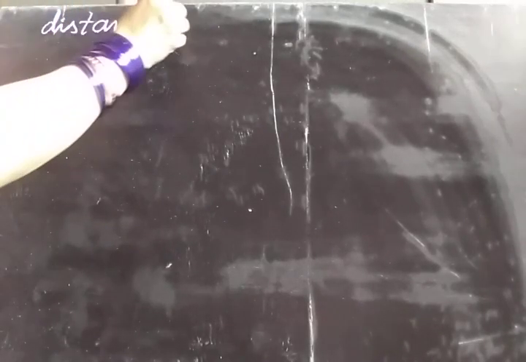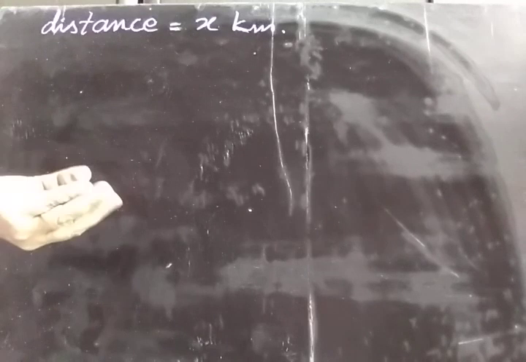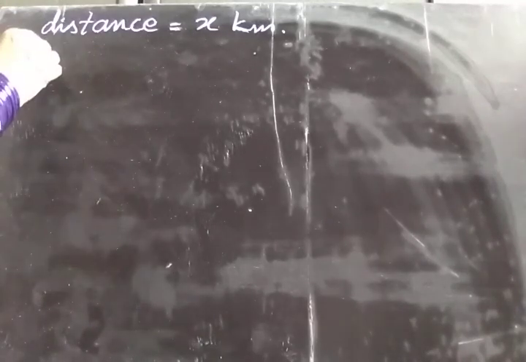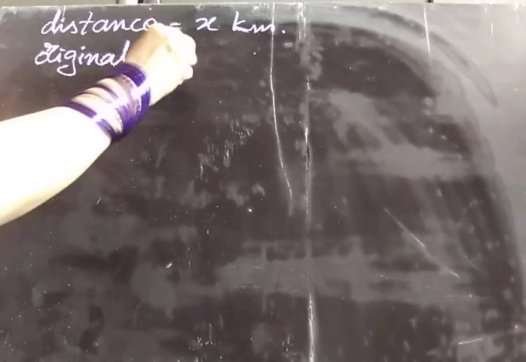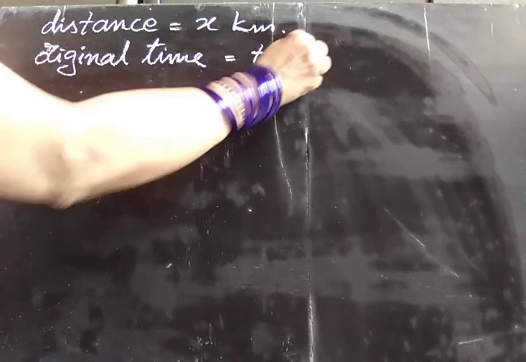Let the distance be x kilometers. Distance is same here. If the speed is less, it will take more time. Let the original time be t hours. Actually, it will take t hours.